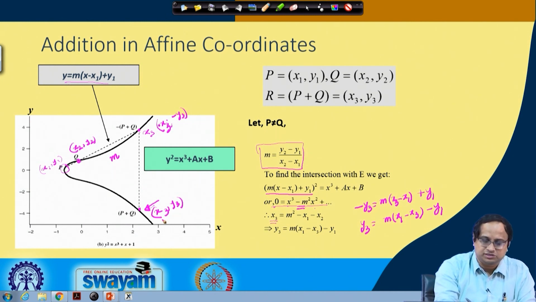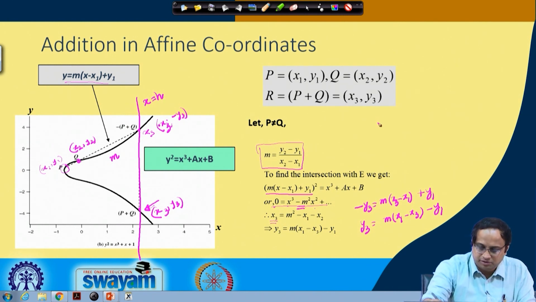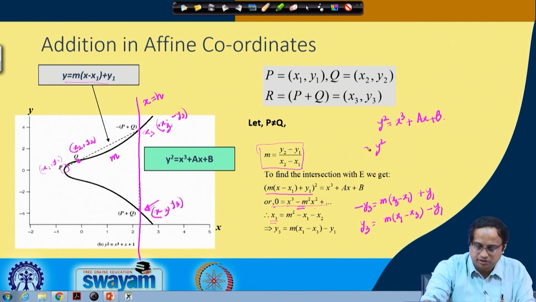You can easily understand this if I take a straight line, say x equal to h, and I draw it with the curve. That means my curve is y squared equal to x cube plus ax plus b. If I plug in x equal to h here, then I get y square equal to h cube plus ah plus b. So that means there are 2 roots of this equation. I already know that.